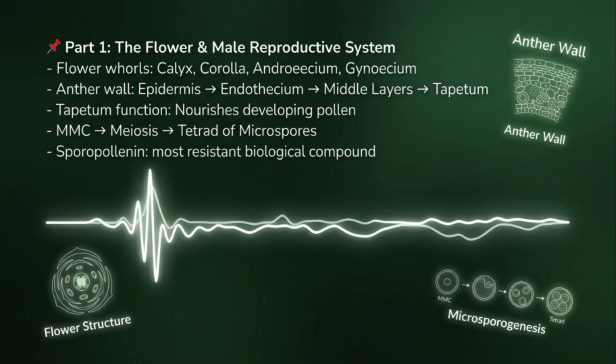The anther wall has 4 layers, epidermis on the outside, then endothecium, which helps the anther burst open to release pollen, then middle layers, and finally the tapetum. The tapetum is the innermost nutritive layer that feeds the developing pollen grains. This is called microsporogenesis. The microspore mother cells divide by meiosis to form tetrads of microspores, which mature into pollen grains. Each pollen grain is surrounded by a tough outer coat called exine, made of sporopollenin, the most resistant biological material in nature. It survives everything: acid, alkali, extreme heat. This is why pollen fossilizes so well.